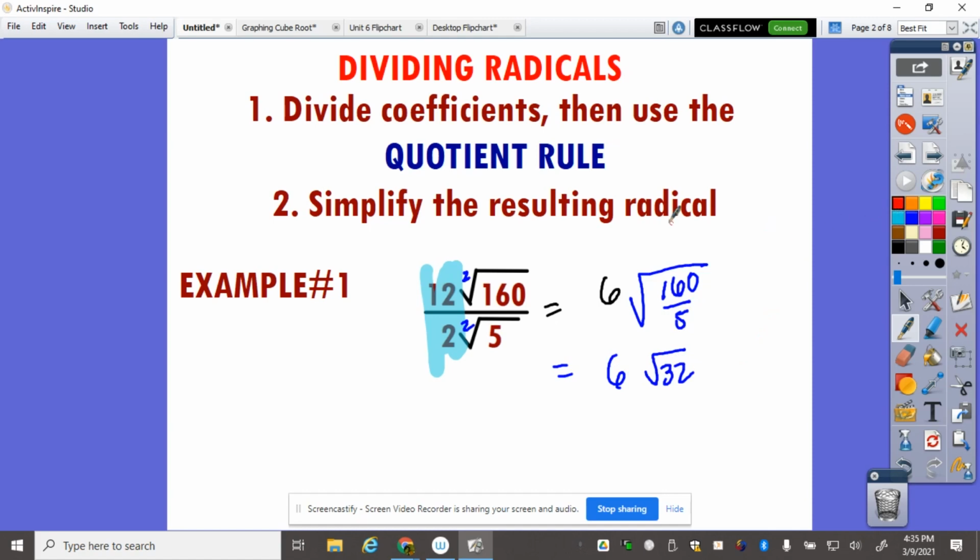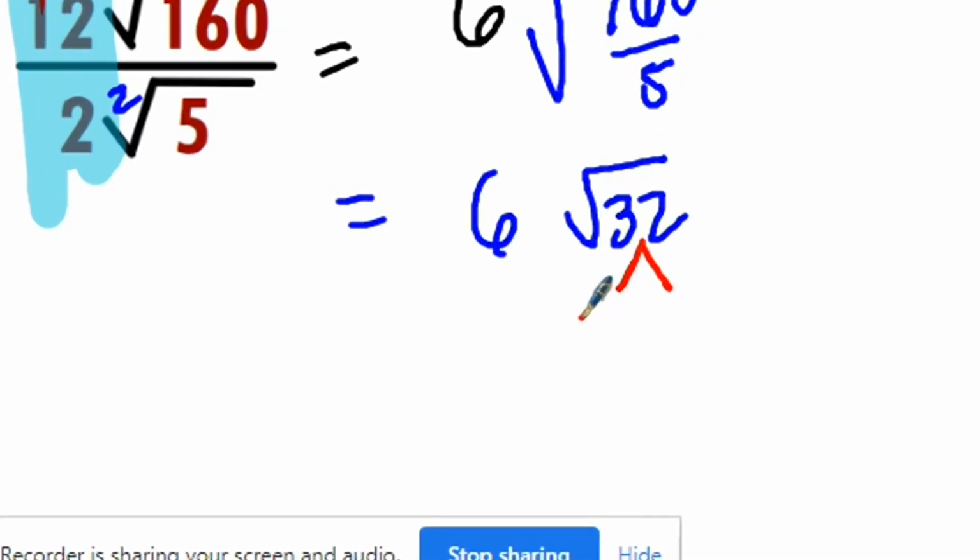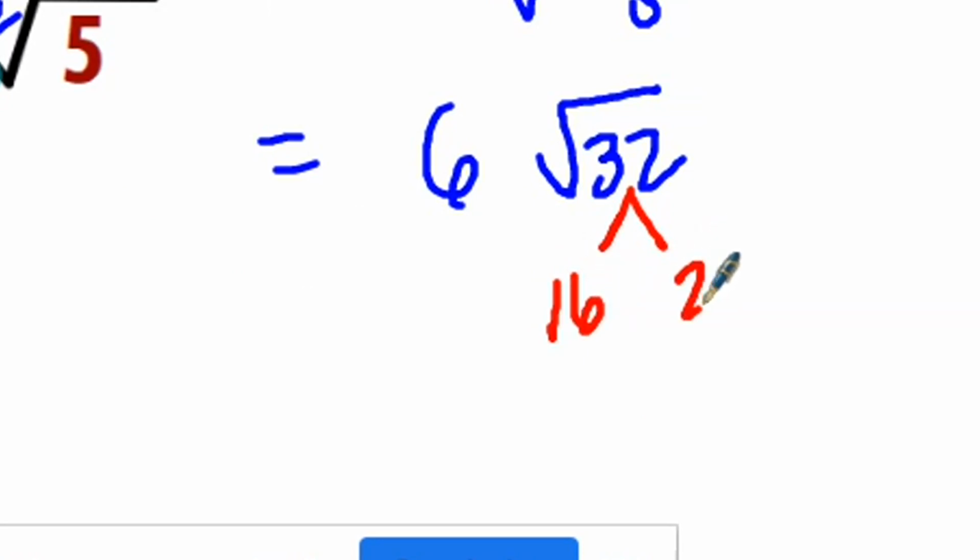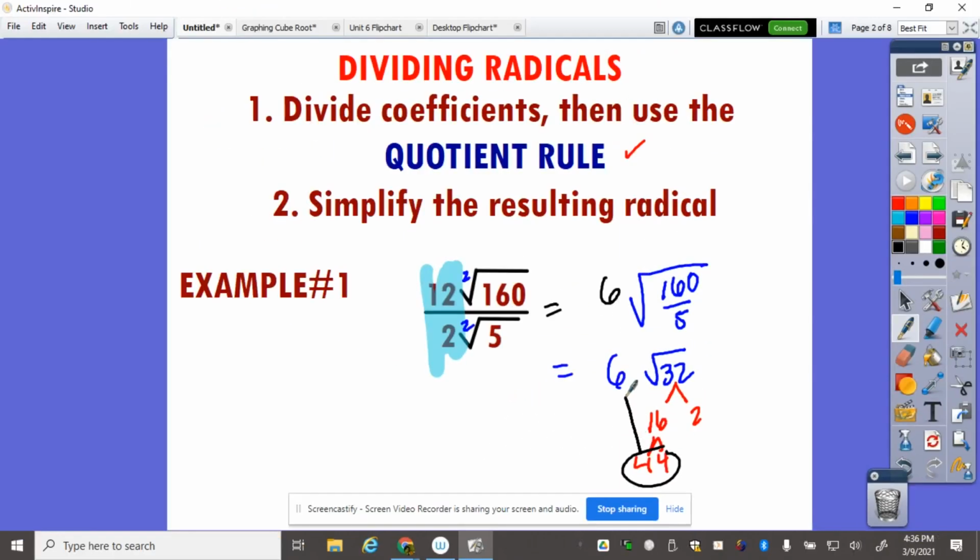Now, after you apply the quotient rule, you can break down the 32 into 16 and 2, 4 and 4. So therefore, I have a pair of 4. So the 4 goes outside, multiplied to the 6. That will give me 6 times 4 square root of 2. The answer now is 24 square root of 2. Kaboom.